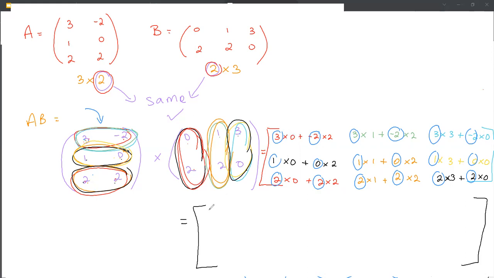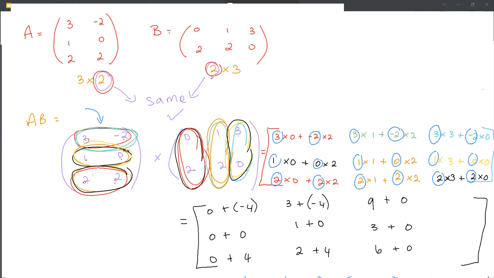Right, so 3 zeros are 0 plus -2 times 2, that will be -4, 2 2s are 4. 1 0 is 0, plus 0 2s are 0, 2 zeros are 0, plus 2 2s are 4. 3 1s are 3, plus -2 times 2, that's -4. 1 1 is 1, plus 0 2s are 0, 2 1s are 2, plus 2 2s are 4. 3 3s are 9, plus 2 times 0, that's 0. 1 3 is 3, plus 0. 2 3s are 6, plus 0.